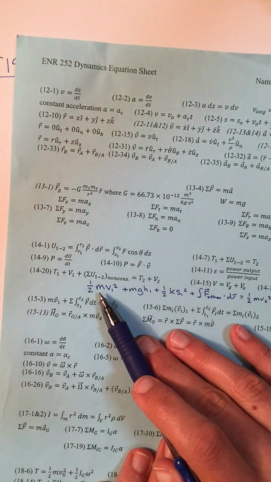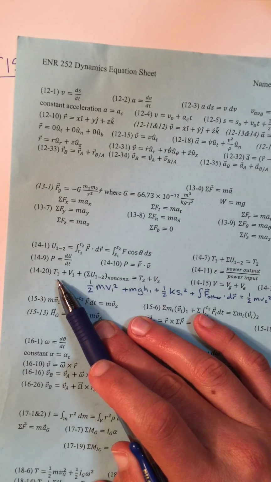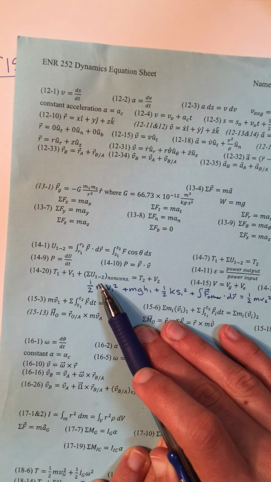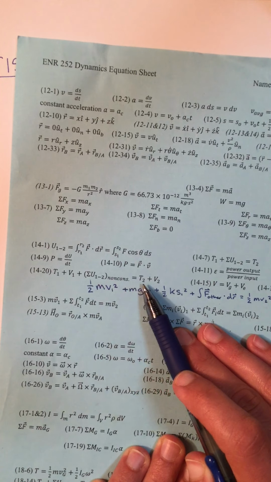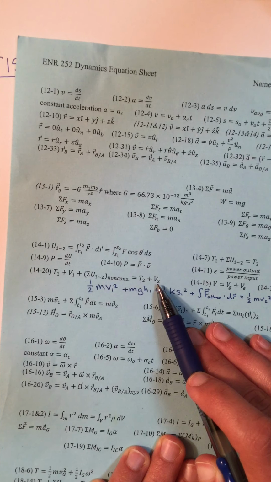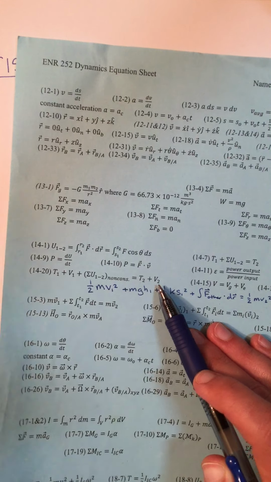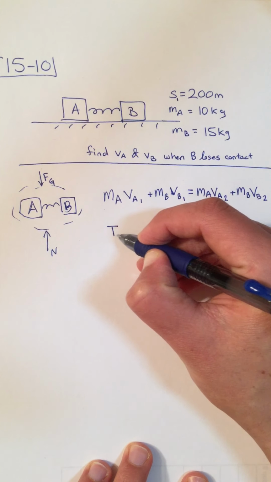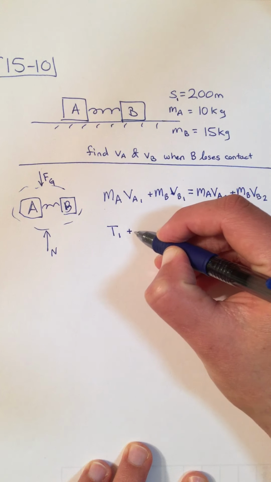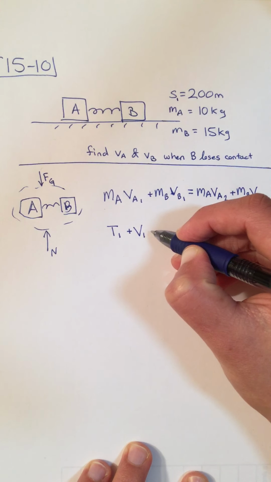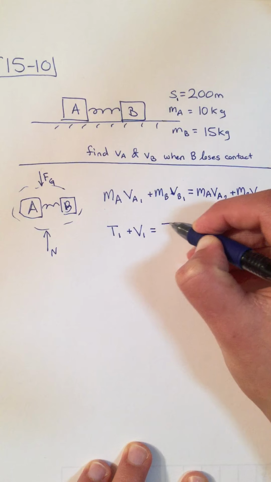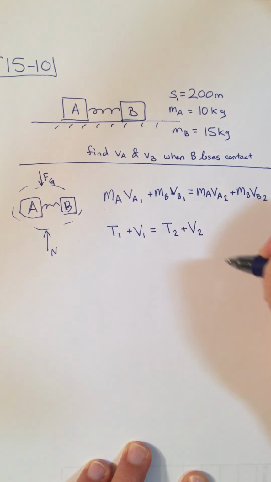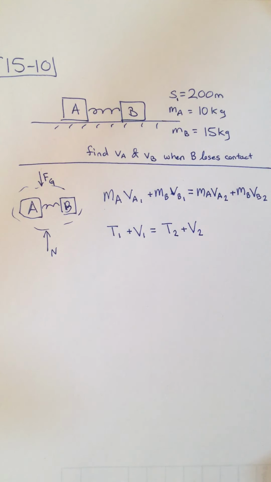So from our work energy conservation law, we have kinetic energy plus elastic potential energy plus the work done by non-conservative forces, which is 0, is equal to the final kinetic energy plus the final elastic potential energy. So we have, let's say, initial kinetic energy plus initial elastic potential energy is equal to final kinetic energy plus final elastic potential energy.